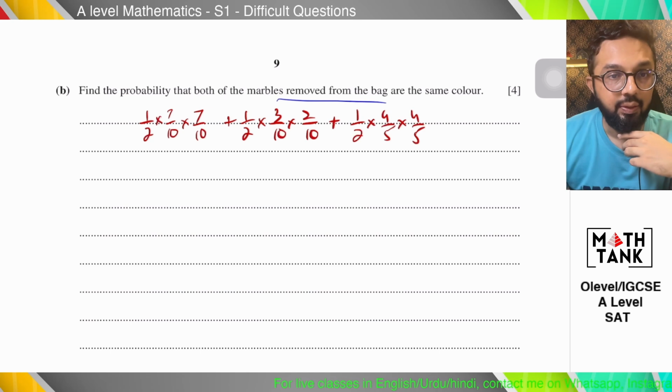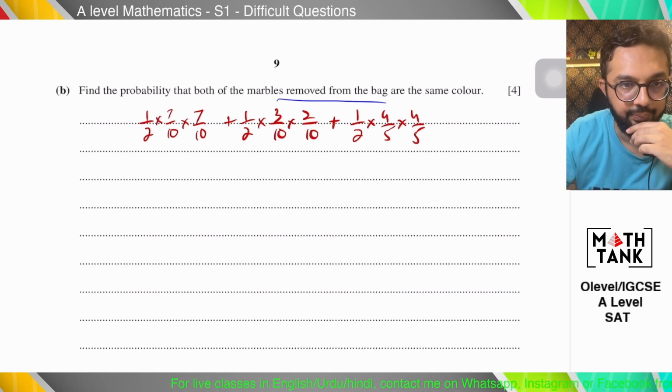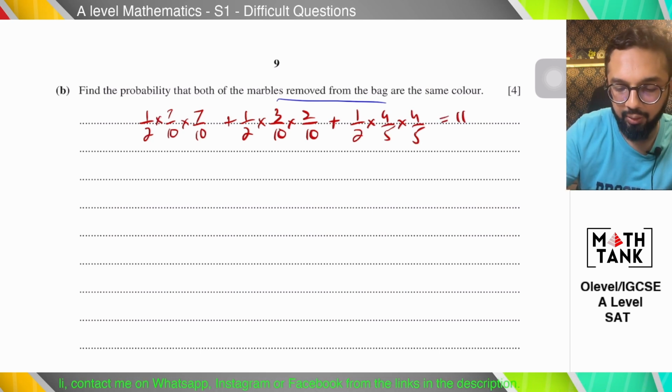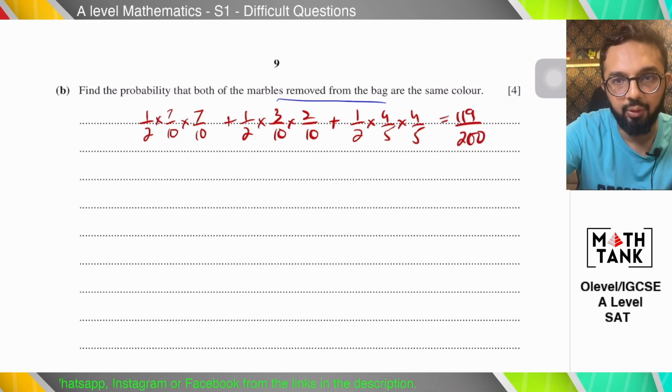Yep, I think that's correct. That should give me... I don't have the final answer written here. Okay, 119 over 200. Okay.